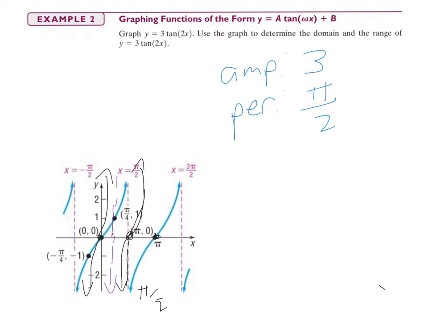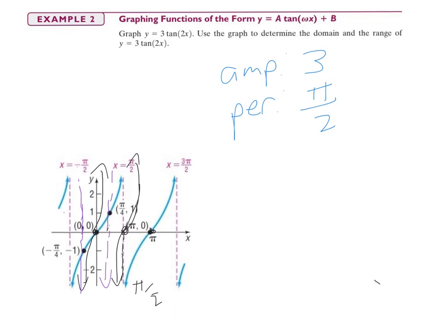This asymptote here at negative 1/2, that'd be at negative 1/4. So that asymptote would be right here. So if you notice, it's just squeezed a lot more together. That's what that graph would look like. So now let's figure out the domain.